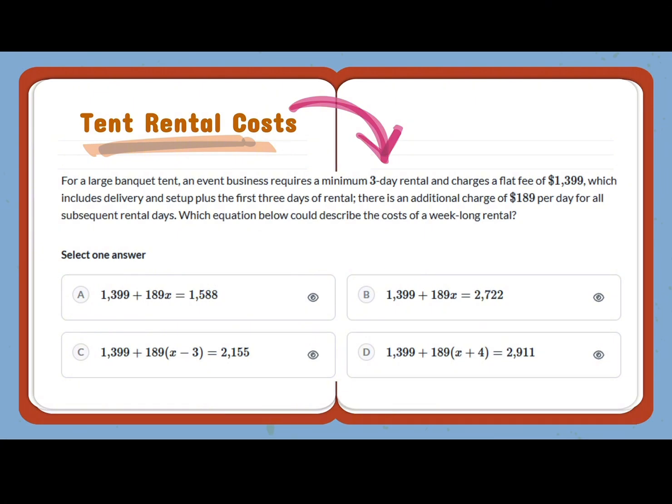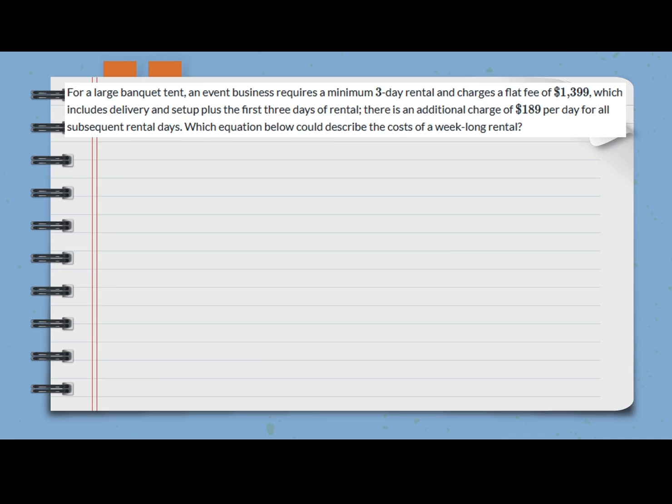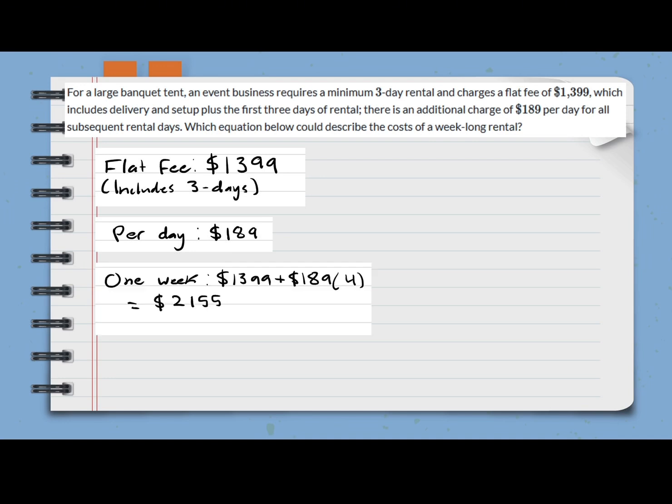There's an additional charge of $189 per day for all subsequent rental days. So when we go to solving this question, we have to keep in mind that we have a flat fee that includes 3 days already. So we only have to pay that $189 for 4 days. So when looking at the problem with that 4-day extra charge, we end up with $2,155. And what you might notice is that there's only one question option with 2,155.